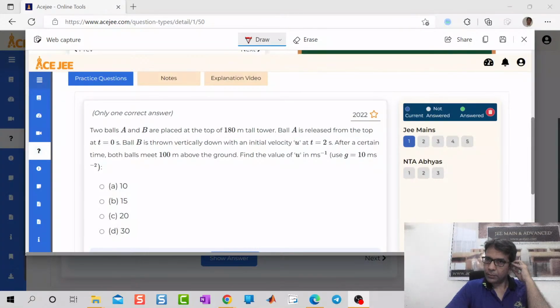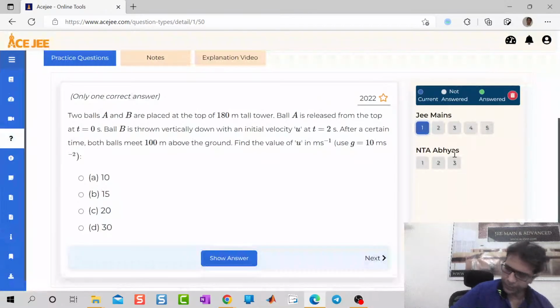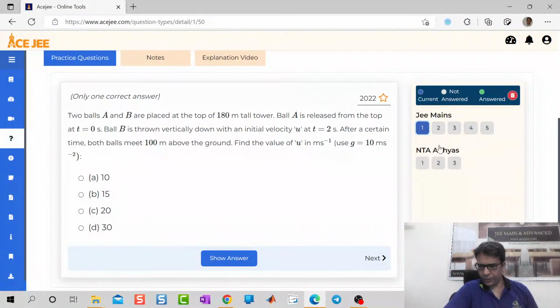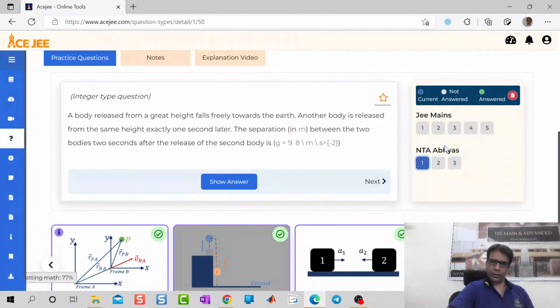I think I've solved this question before. Have you solved this question before? Yeah, I don't remember the answer, but I think I've solved this before. Okay, in that case, let's go ahead and do the next one. Let's do NTA Abhyas questions.